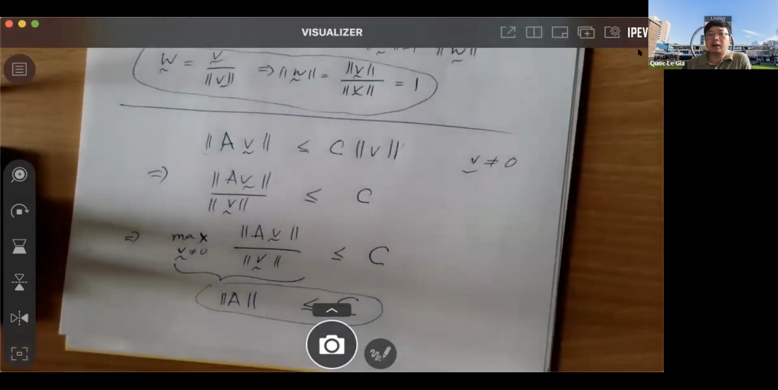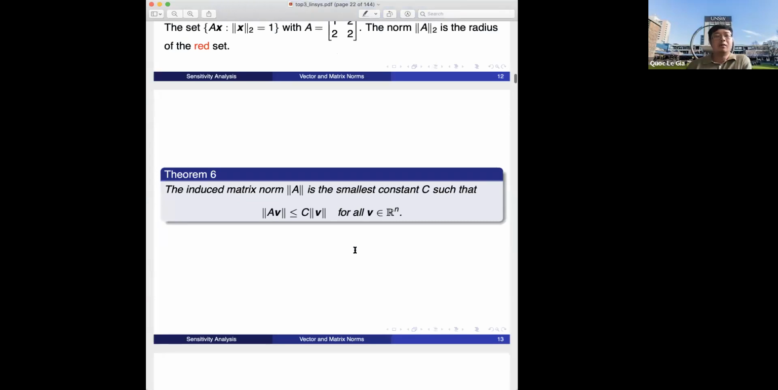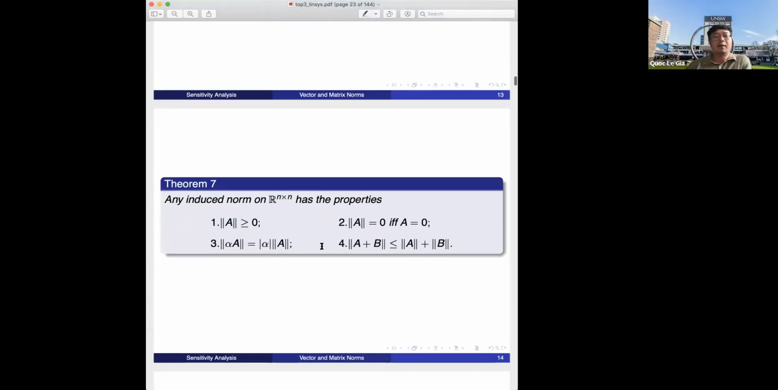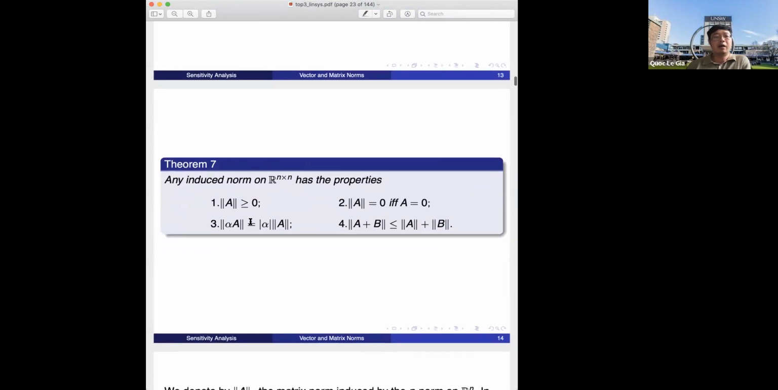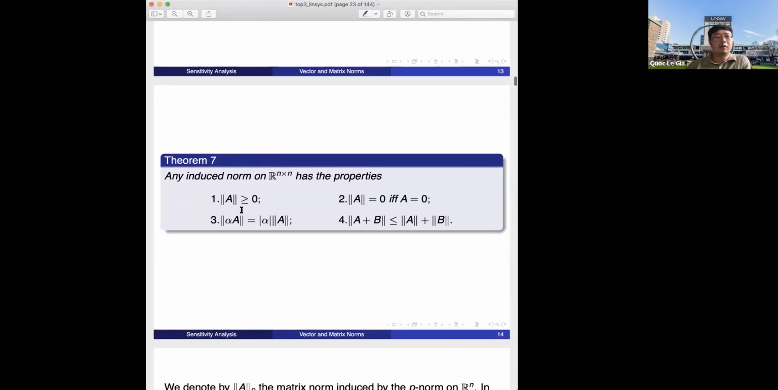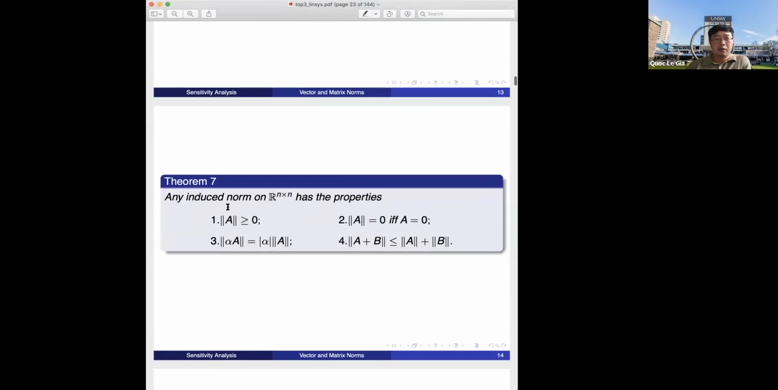Okay, so now we go back to the lectures. There are properties that the matrix norm satisfies, and we skip the proof, but essentially the norm of a matrix is greater than or equal to 0, you can pull out the scalar, and if it's a zero matrix then the norm equals 0. If the norm equals 0, you get a zero matrix, and it satisfies the triangle inequality.